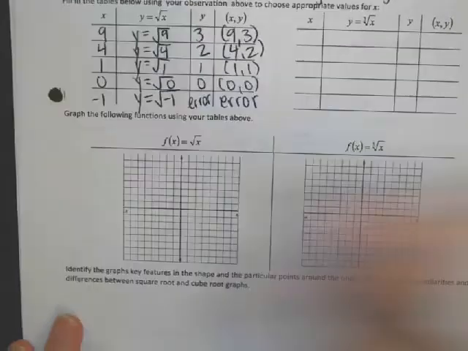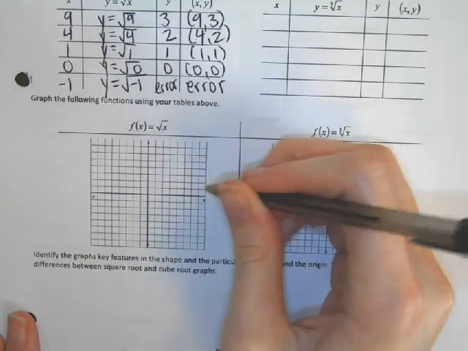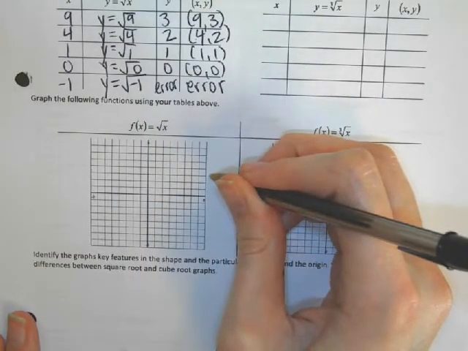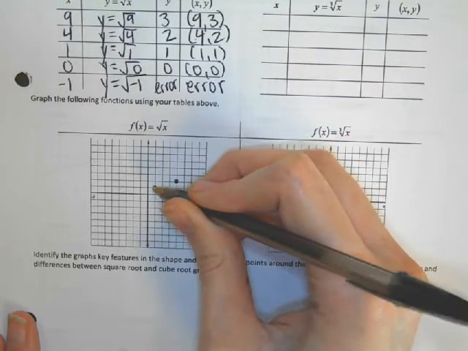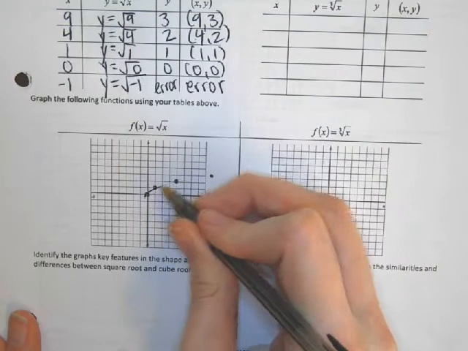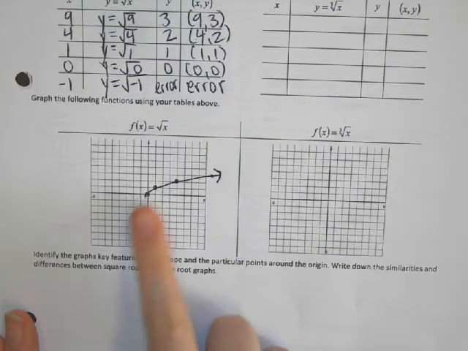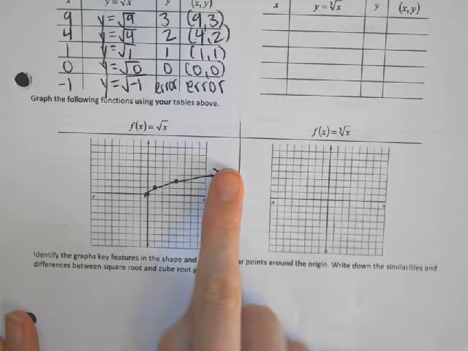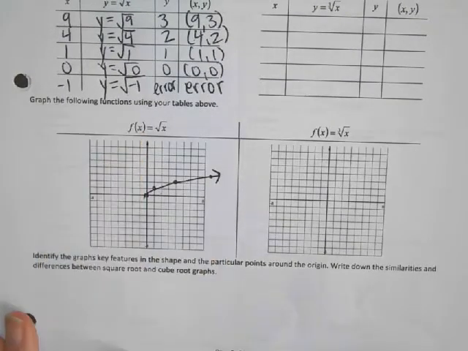All right, so this is the original function. Go ahead and graph it. We got 9, 3. Off the grid a little bit. 4, 2. 1, 1. 0, 0. There you go. So it has a starting point, and then the rest of it will go to infinity. Because none of this section will be graphed since we cannot take the square root of a negative.